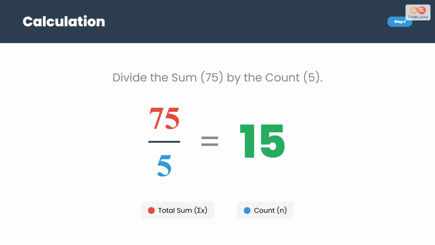Step 2 is to divide by n, the count. Since we measured 5 plants, our n is 5. So we take our total sum of 75 and divide it by 5. The result is 15. So the mean height of our plants is 15 centimeters.